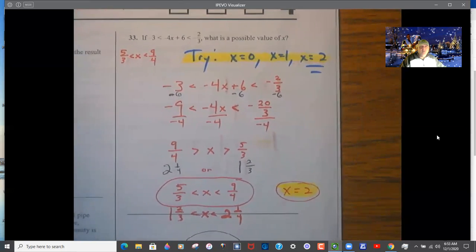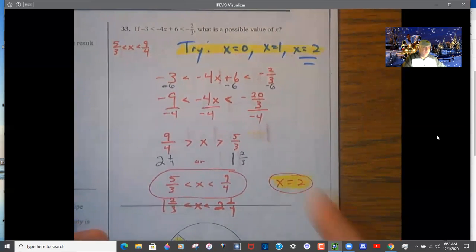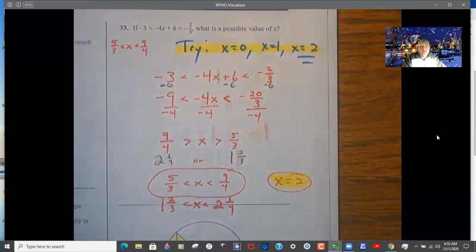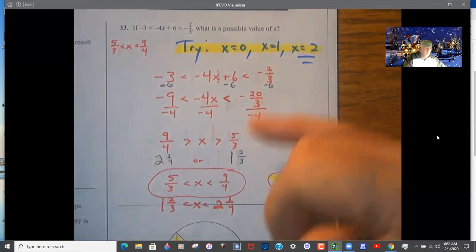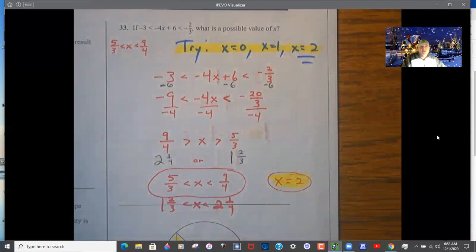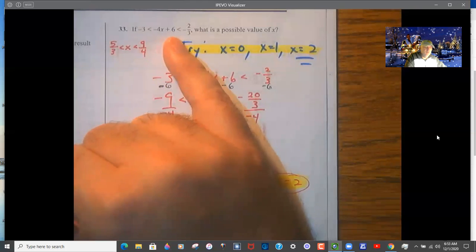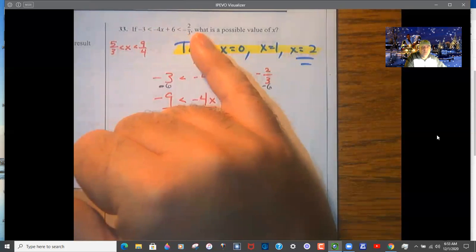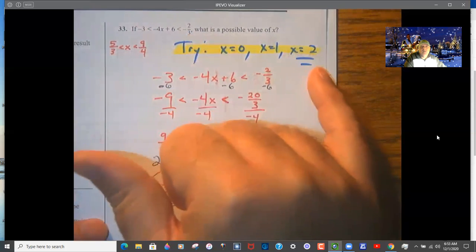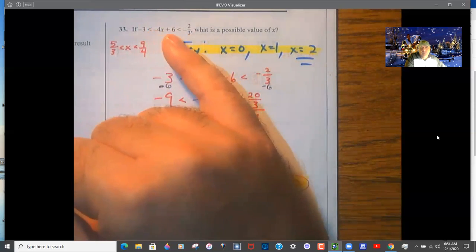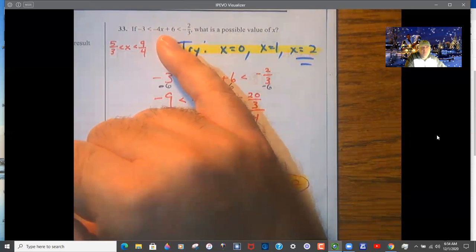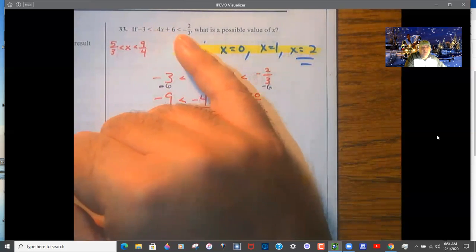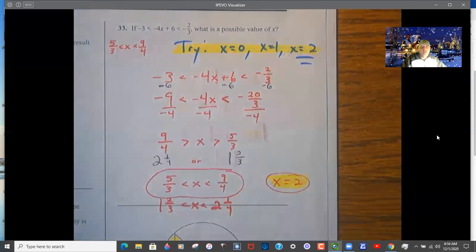Problem 33, what is a possible value of x? So I've got this up here. A lot of times, if you just guess and check, you can get it instead of having to do all of this to save time. Try 0. Okay, 0 doesn't work because you get 6 in here. That's not less. Try 1. Well, that's 2. 2 is not less than negative 2/3. Try 2. Well, negative 8 plus 6, that's negative 2. And that is less than negative 2/3, and it is greater than negative 3.